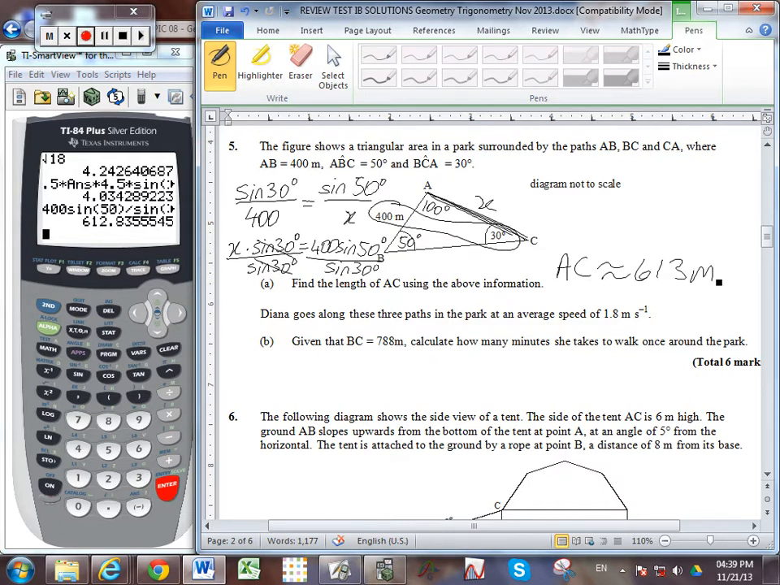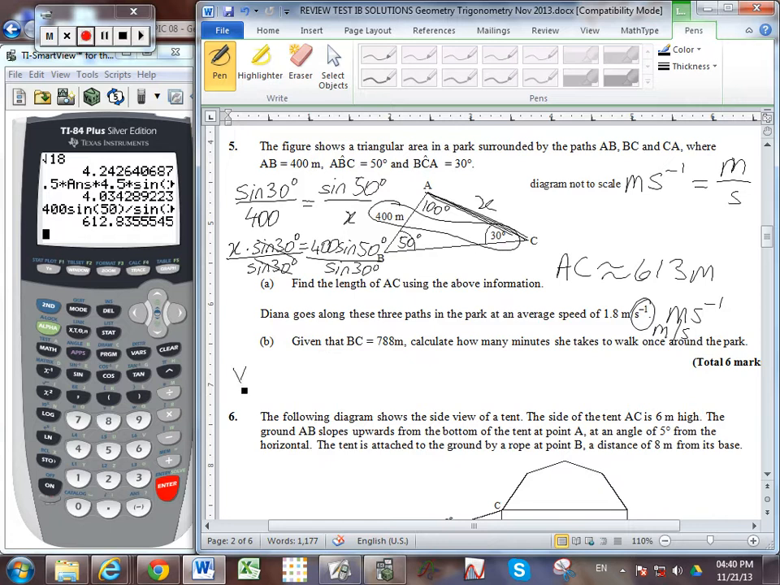Diana goes along these 3 paths in the park at an average speed of 1.8 meters per second. This S-1, by the way, it's like saying 1 over S. So when you've got meters times seconds to the -1, you're really just saying meters over seconds. It's an IB notation for saying meters per second. They're identical, okay? So she goes along at a speed of 1.8 meters per second.